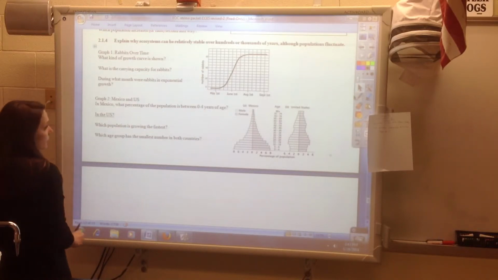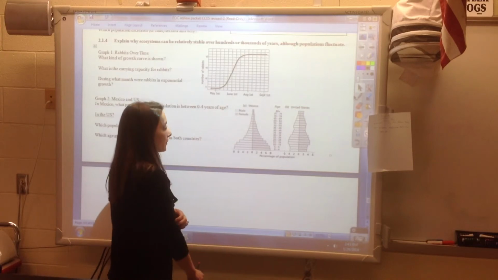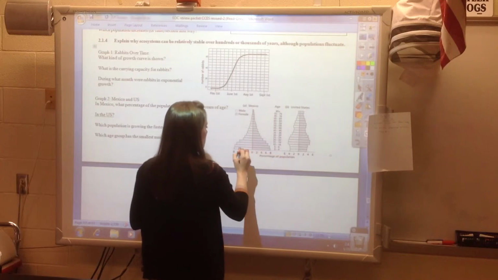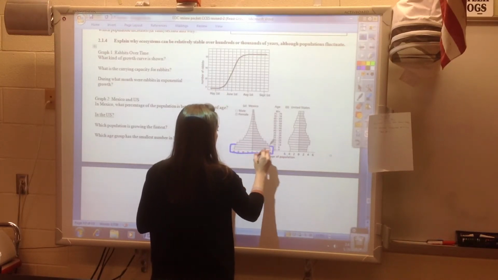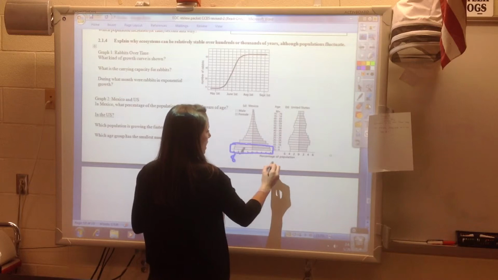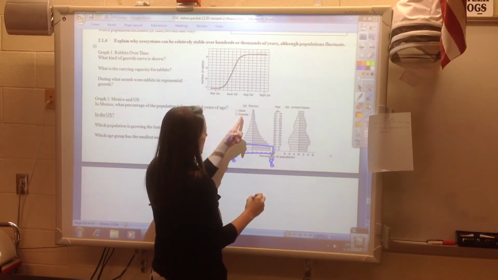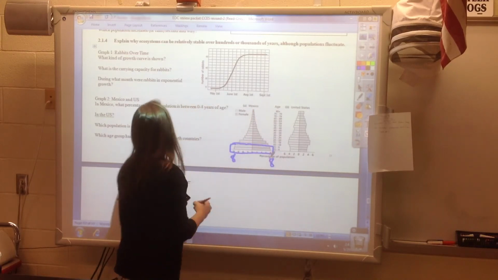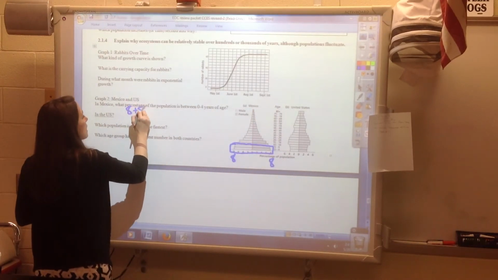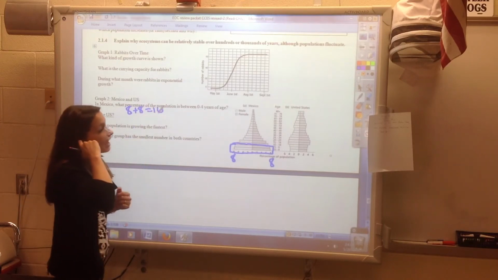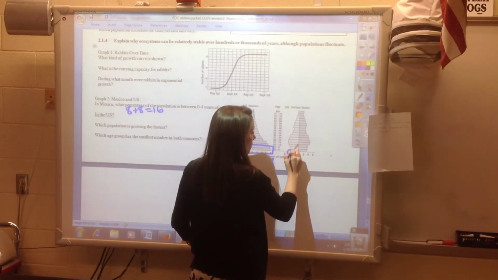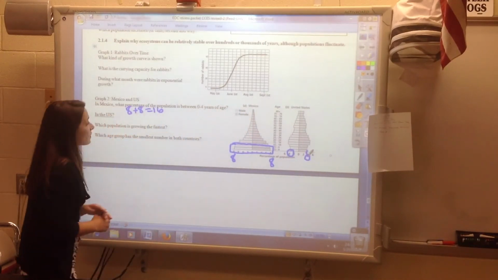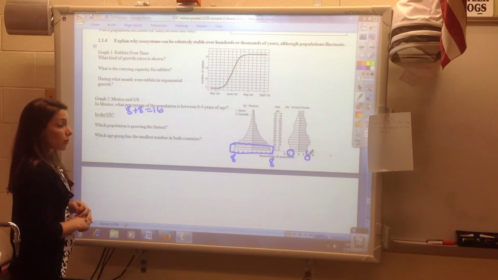What percentage of the population is between 0 and 4? And so what we need to be able to do here is look at 0 through 4, which is down here at the bottom. I go to 8 on one side and 8 on the other. That means 8% are males 0 to 4 and 8% are females 0 to 4. So 8 plus 8 is 16. And then for the United States, you would compare this number with this number, and you would add those to get the same thing. Which population is growing faster?